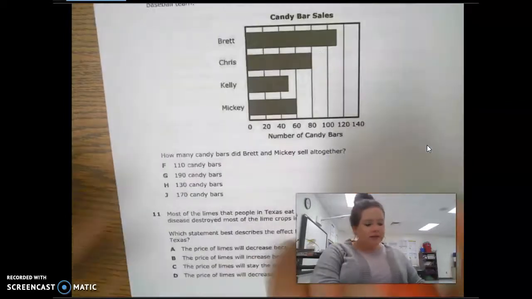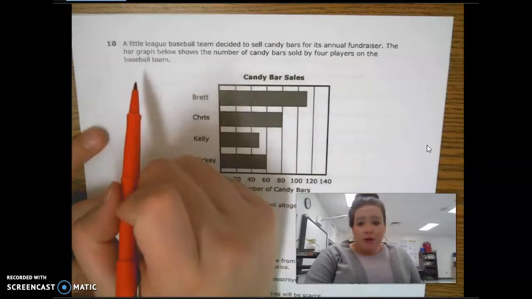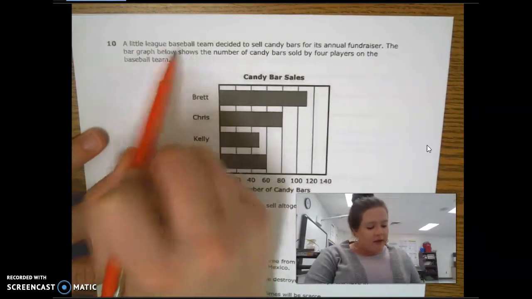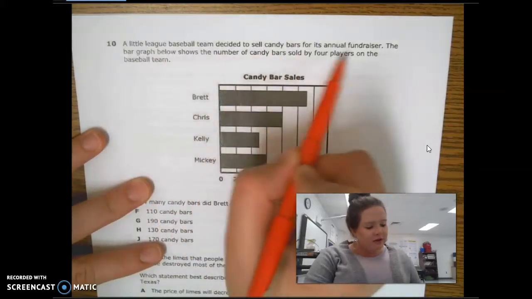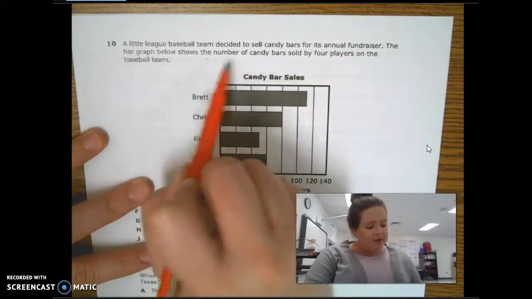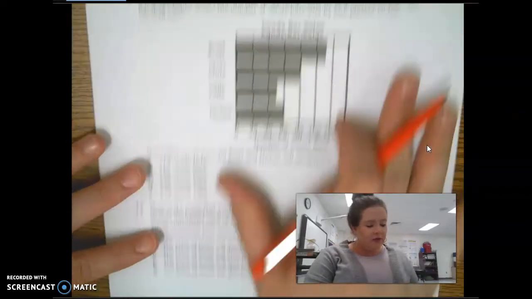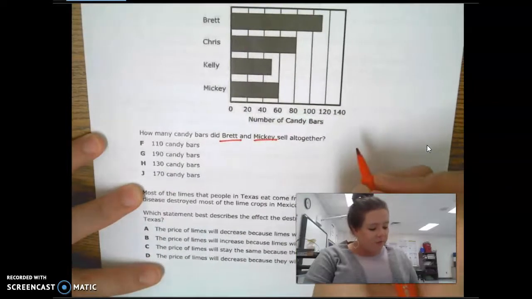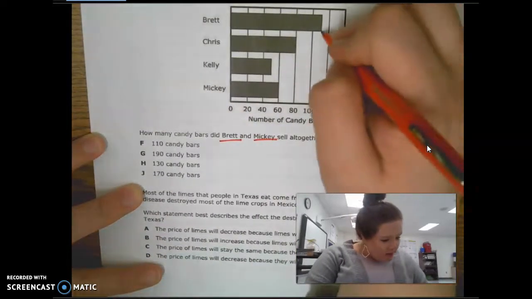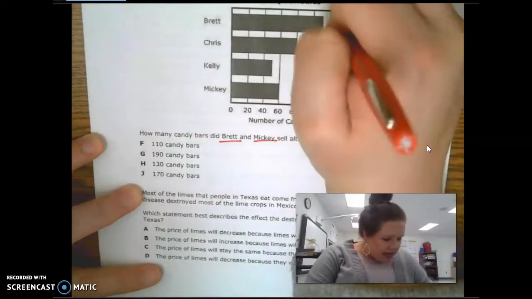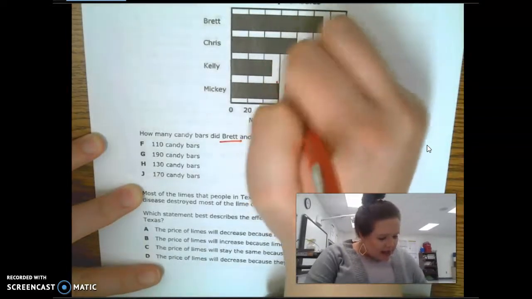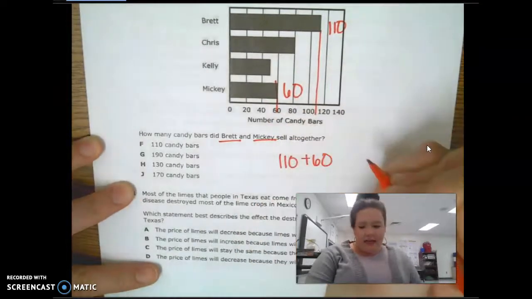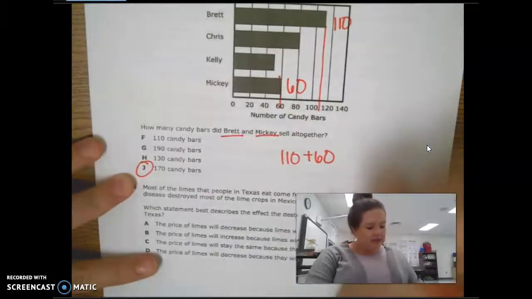Number 10, we're almost done. It's another graph, and this one is specifically a bar graph. A Little League baseball team decides to sell candy bars for its annual fundraiser. The bar graph shows the number of candy bars sold by 4 players on the baseball team. How many candy bars did Brett and Mickey sell together? Well, this one is in the middle. That's 110, and Mickey is on 60. So you would add 110 plus 60, which gave you the answer of 170 candy bars.